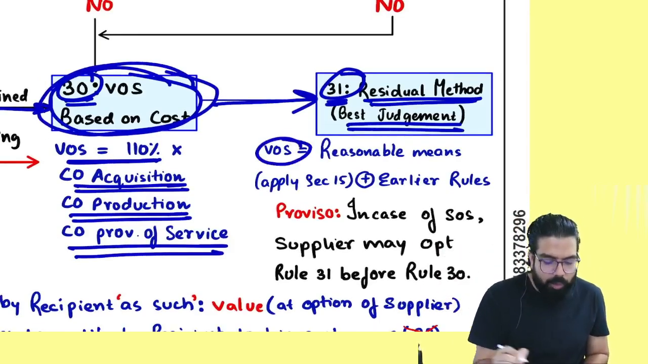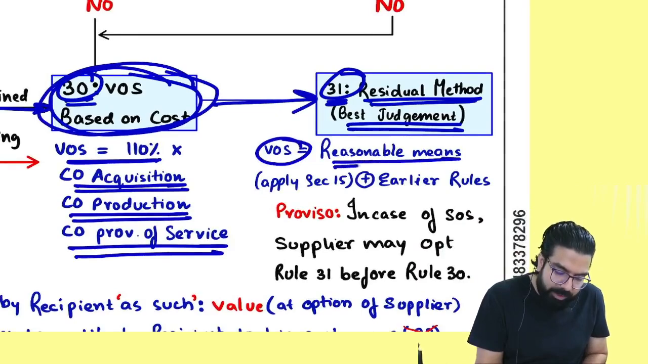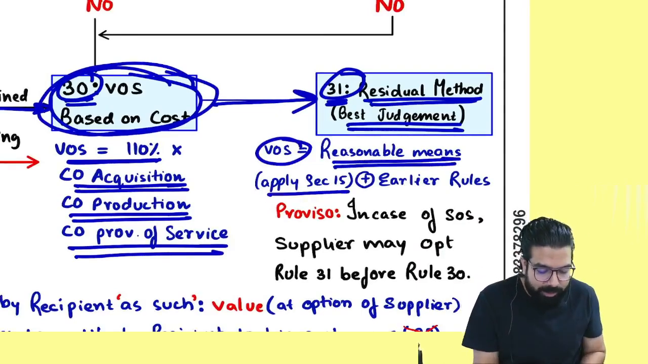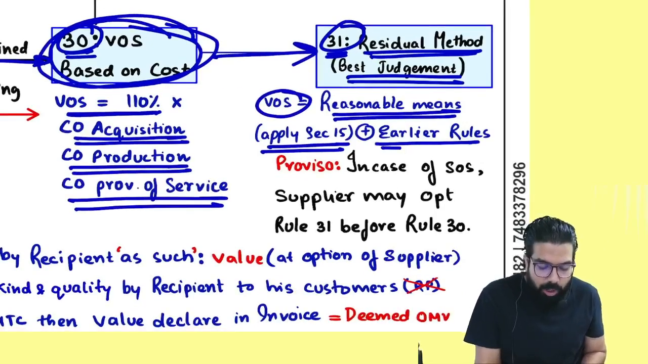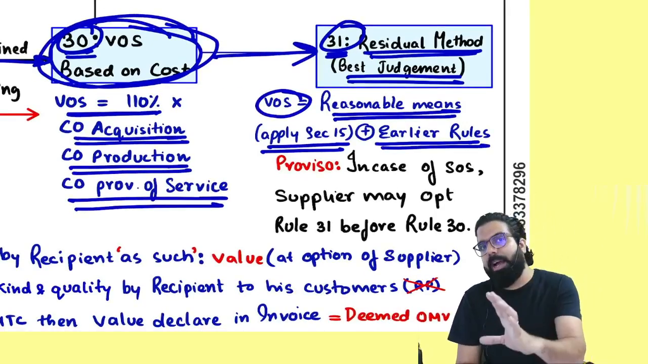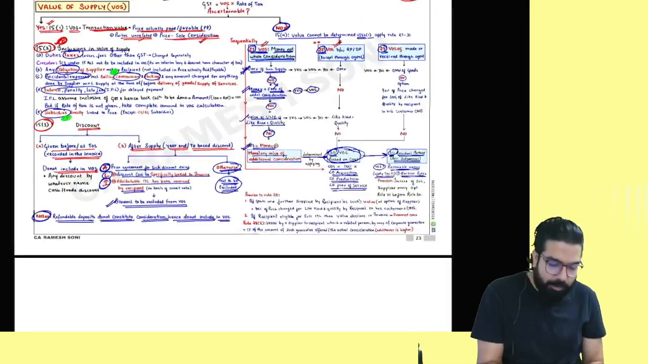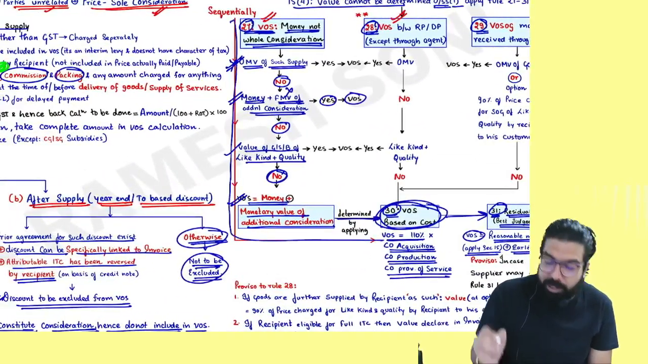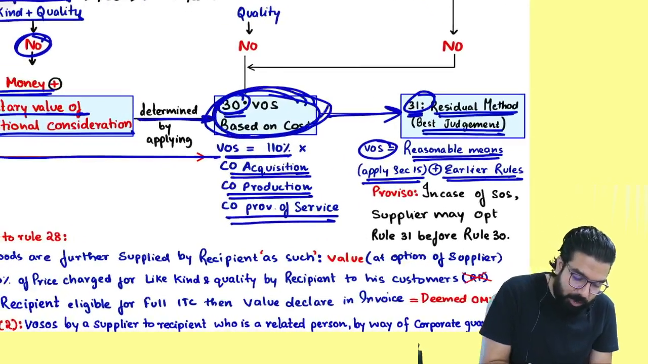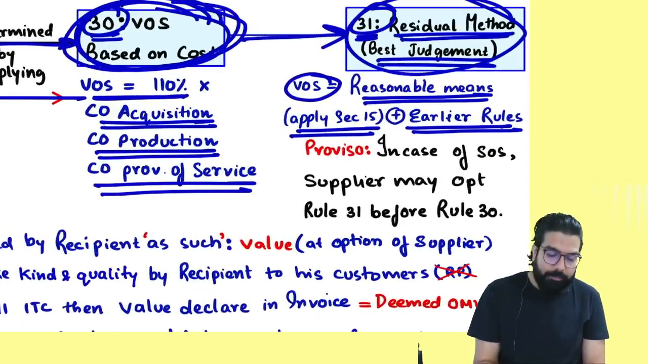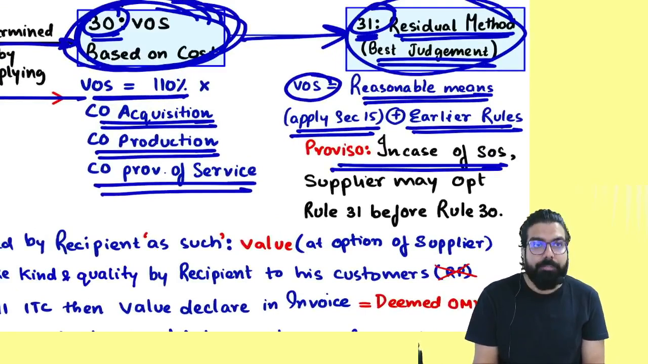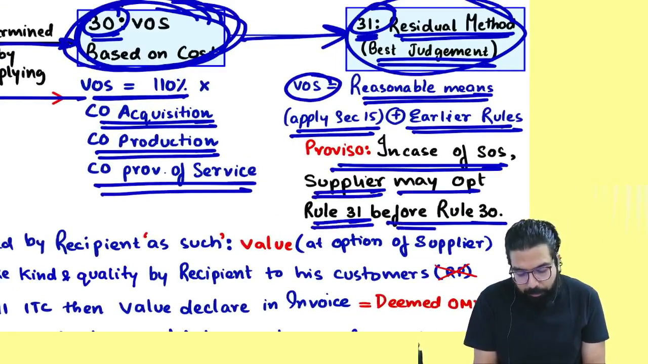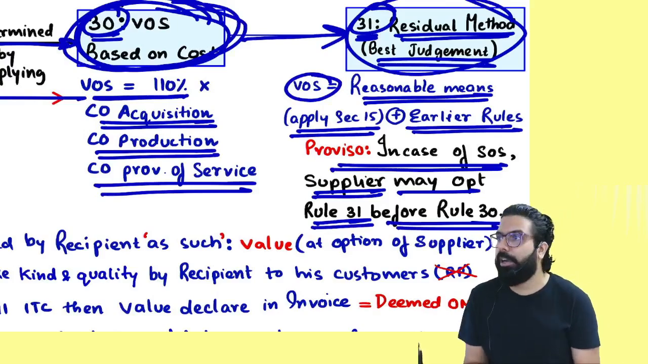It says the value of supply will be determined by reasonable means. Apply some reasonable means and try to find it out. Applying what? Section number 15 plus all the other rules you can apply and find it out. Everyone over here, listen. Always remember this has to be sequentially followed. Means after 30 only you should follow 31. But in case of supply of service, the supplier may opt for rule number 31 before rule number 30. Is my point clear to all?